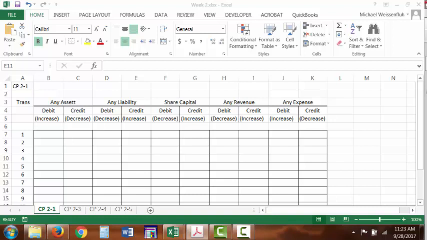So the way this one's set up is not any specific accounts like cash account or equipment account. It's just an asset account. And notice that asset is spelled there incorrectly. It should be just asset.